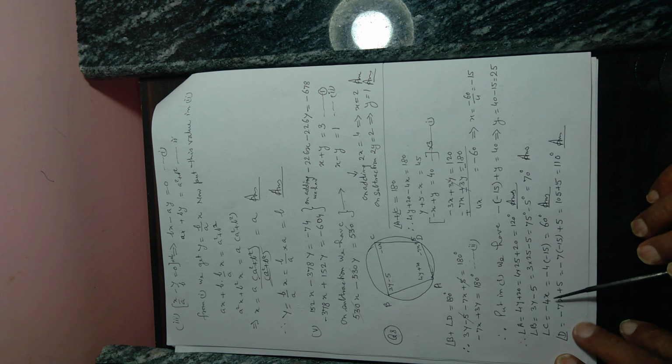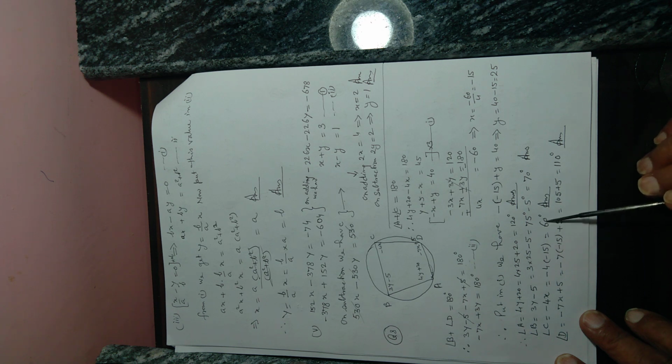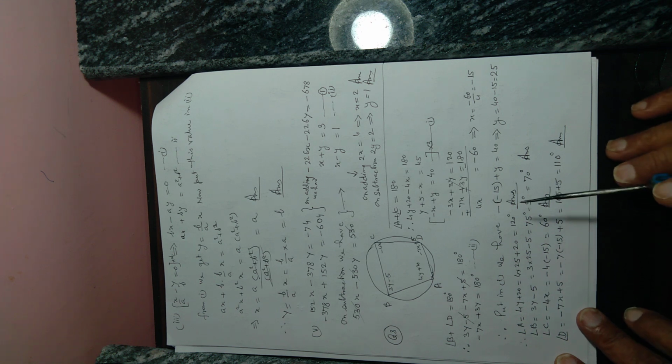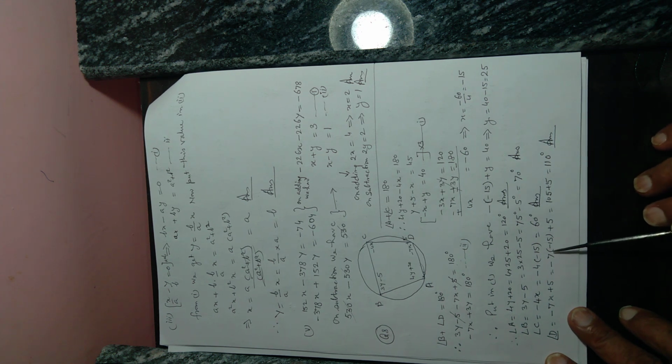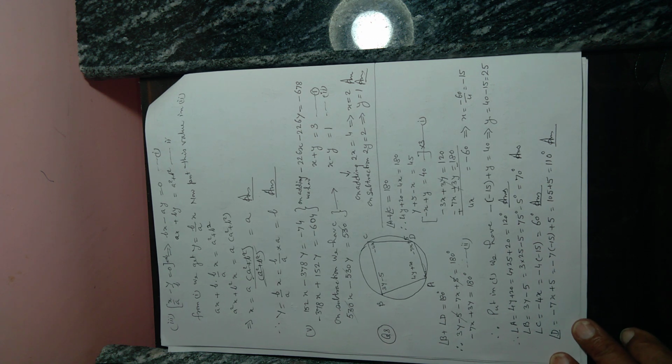Angle C will be equal to minus 4x, that is minus 4 into minus 15, that is equal to 60 degrees. Angle D, that is minus 7x plus 5, will be equal to minus 7 inside the bracket minus 15 plus 5. So 105 plus 5, that will be equal to 110 degrees. These are the answers of the question number 8.